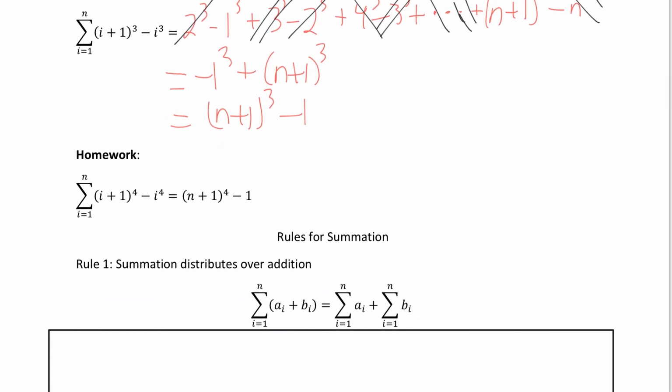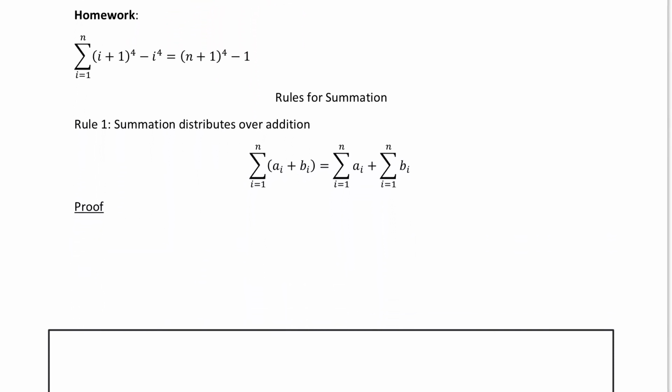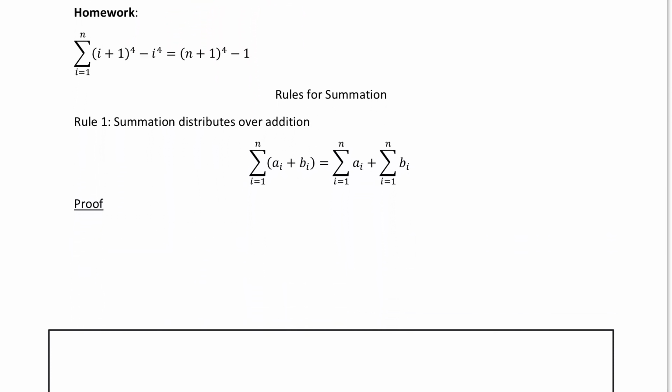Now one more item we're going to look at before we're done for the lesson is rules for summation. We're going to look at a few rules, and we're just going to focus on the first rule here. It says summation distributes over addition. This can be rewritten in math as the sum from i equals 1 to n of (a_i plus b_i) is equal to the sum of a_i plus the sum of b_i.